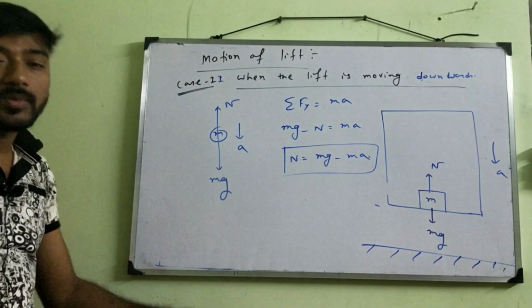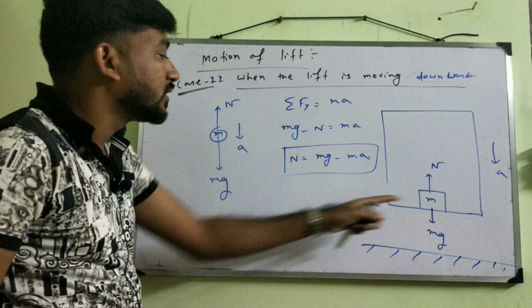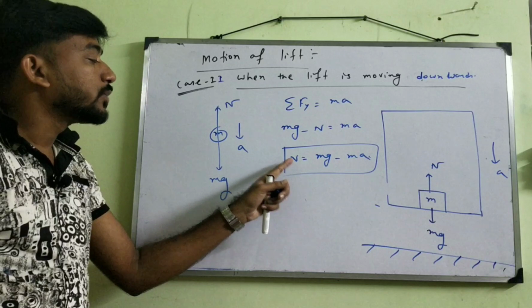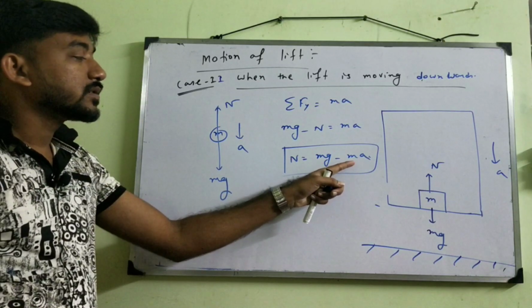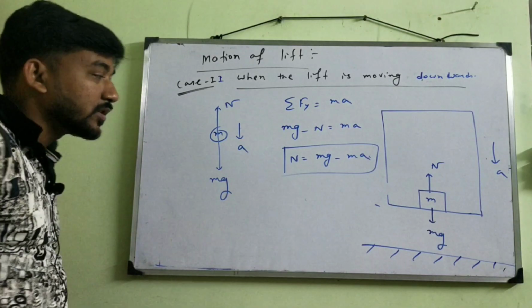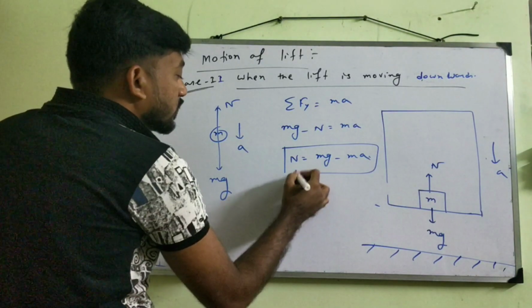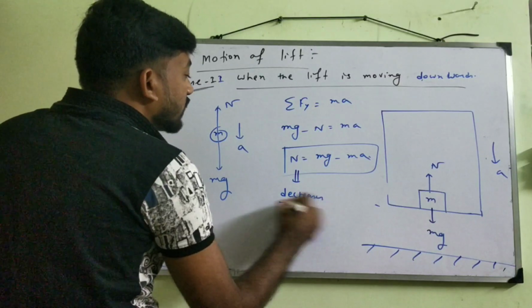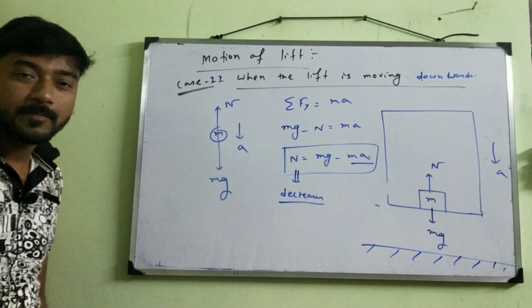So here the normal reaction decreases by an amount ma, that is mg minus ma. mg is the actual weight of the person. If there is a person, mg is the actual weight and N is the weight that he feels, and the weight that he feels decreases due to the downward acceleration. So the normal reaction decreases by an amount ma.